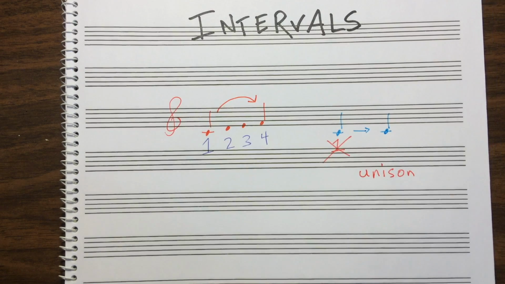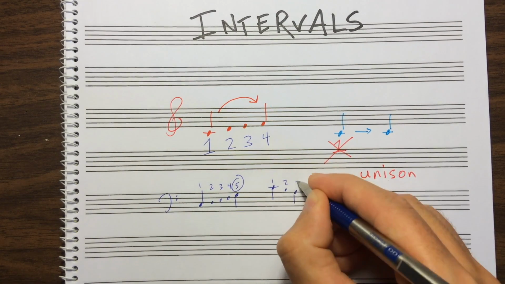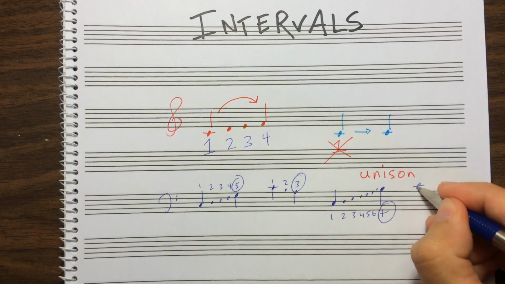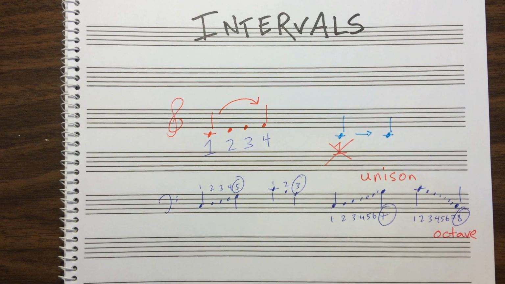The same process works for upward and downward intervals. C up to G is a fifth, C down to A is a third, C up to B is a seventh, and C down to C is not an eighth, but an octave.